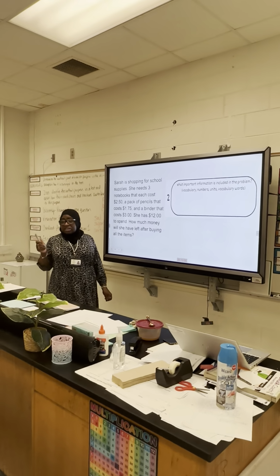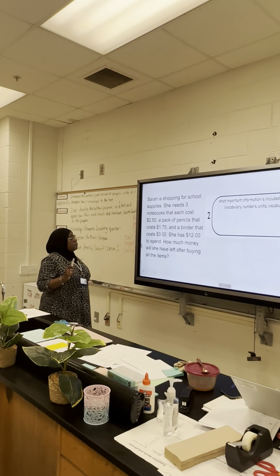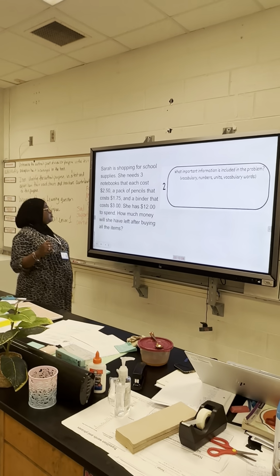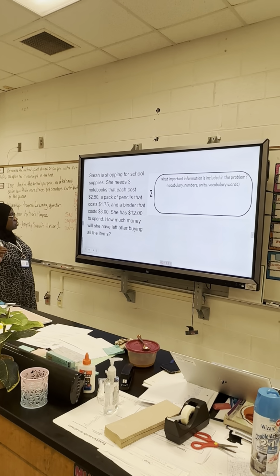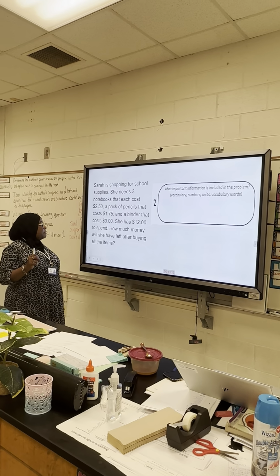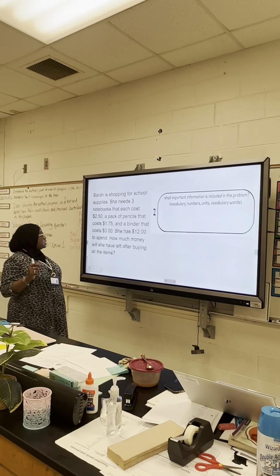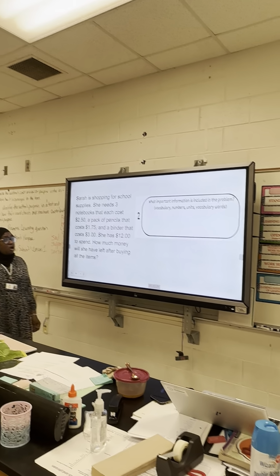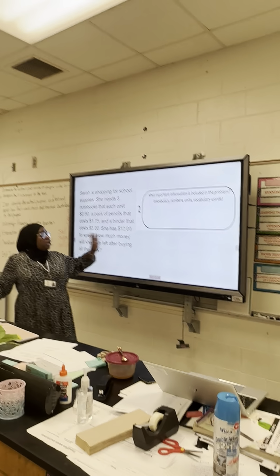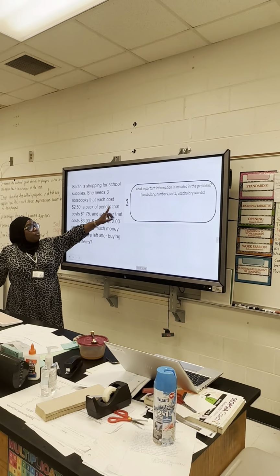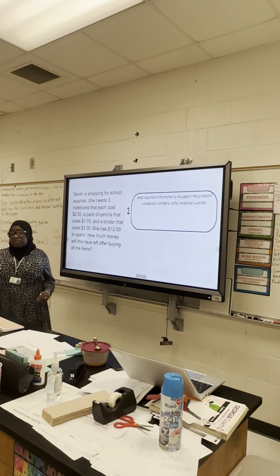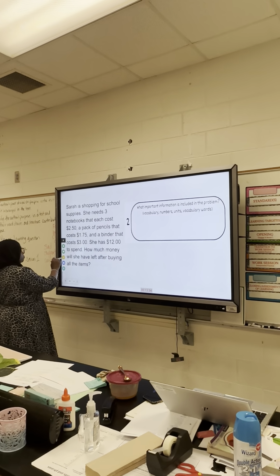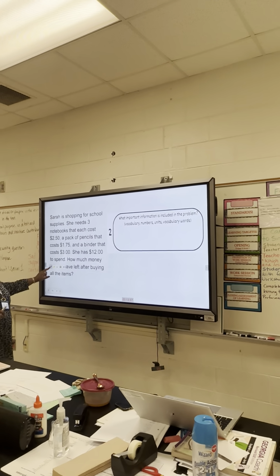Second read. Sarah is shopping for school supplies. She needs 3 notebooks that cost $2.50 each, a pack of pencils that cost $1.75, and a binder that costs $3. She has $12 to spend. How much money will she have left after buying all the items? Our second read is: what is the important information included in this problem? What are the important quantities? And we're going to underline those.